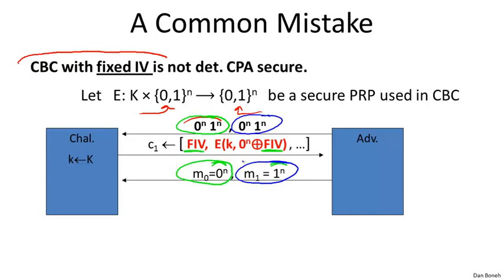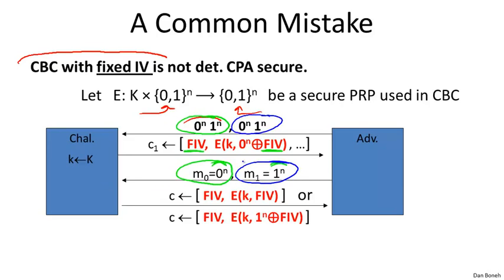Now, what does the attacker get in response? Well, what he'll get in response is the following. If he gets the encryption of the message on the left, then what's the encryption of the one block message 0 to the n? It's simply the encryption of the fixed IV, just as we saw before. However, if he's getting the encryption of the message on the right, that's going to be the encryption of 1 XOR the fixed IV. That's just the definition of CBC encryption.